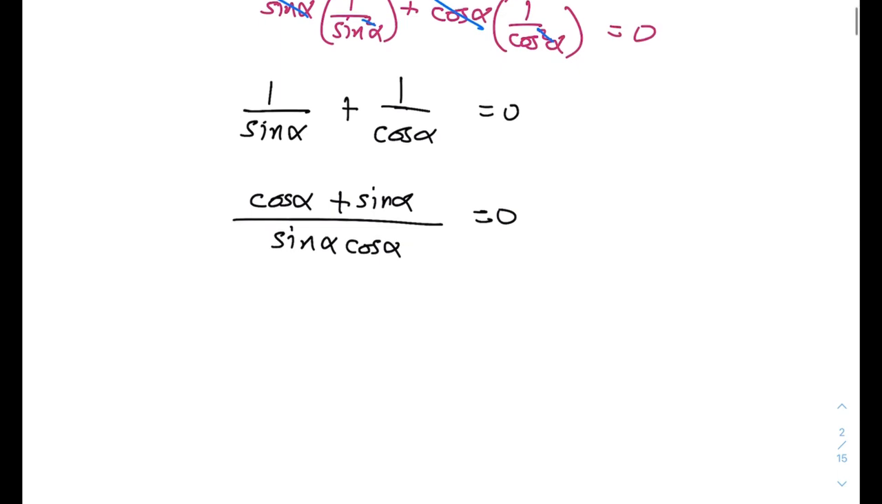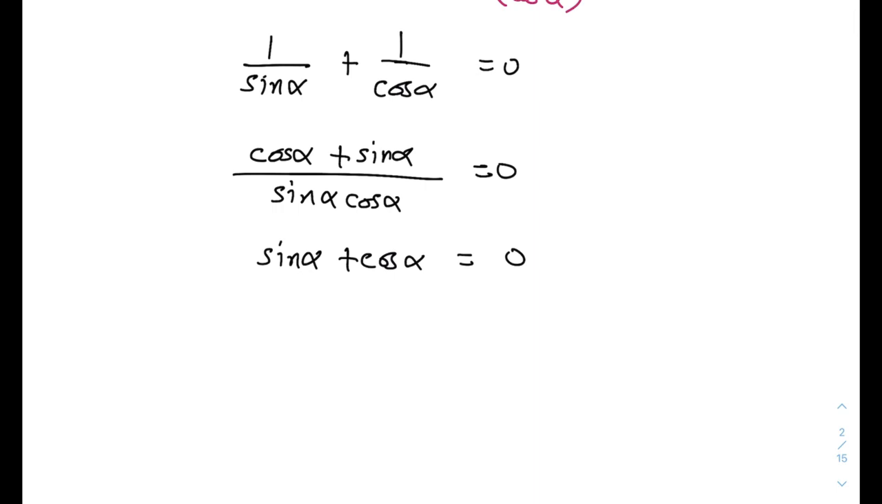So you can cross multiply out, and then you have sine alpha plus cos alpha is equal to 0. Move the cos to the other side, and I'm going to move the cos because I want to get a tan.